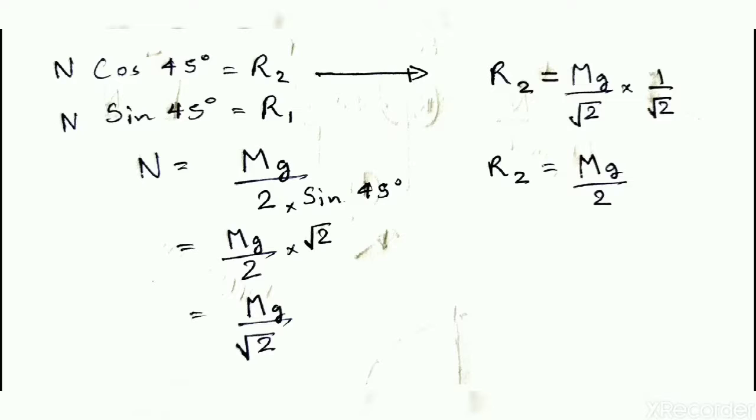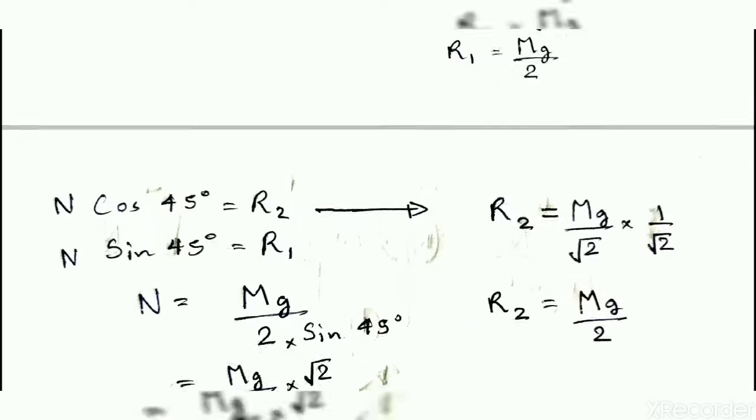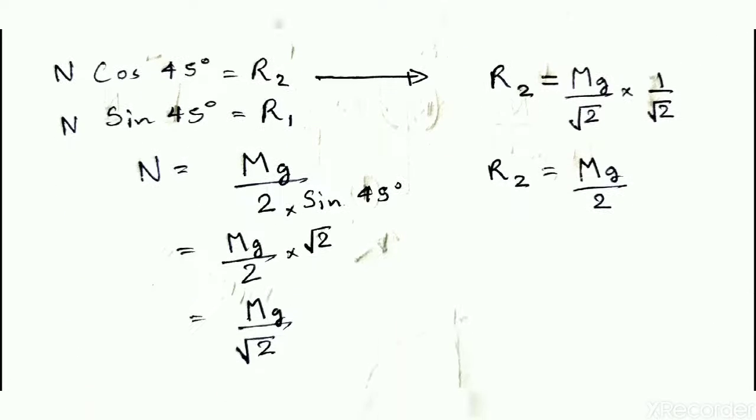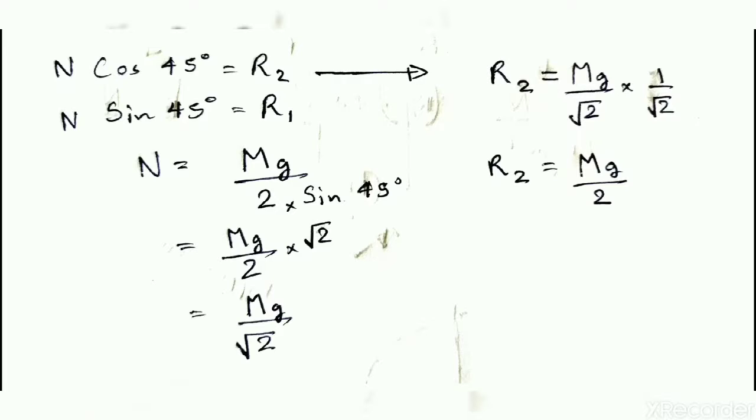Then we will move on to find R2. How can we find R2? First we have to take N. As I told you in the earlier part, we found R1. Then R1 can be substituted into the second equation here. When R1 is substituted, you will get capital N as Mg divided by root 2. Then when we substitute N as Mg over root 2, we can find R2.